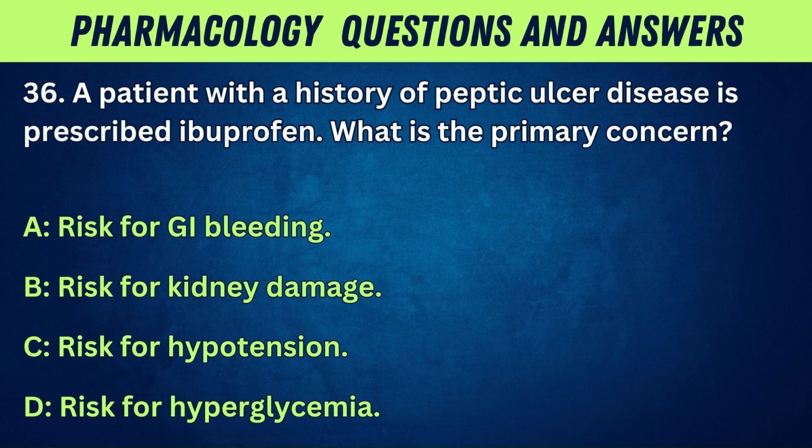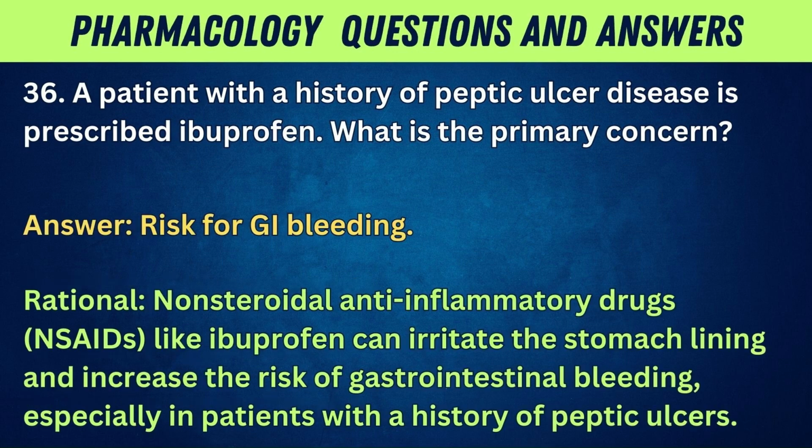36. A patient with a history of peptic ulcer disease is prescribed ibuprofen. What is the primary concern? A. Risk for GI bleeding. B. Risk for kidney damage. C. Risk for hypotension. D. Risk for hyperglycemia. Answer: Risk for GI bleeding. Rationale: Nonsteroidal anti-inflammatory drugs, NSAIDs, like ibuprofen can irritate the stomach lining and increase the risk of gastrointestinal bleeding, especially in patients with a history of peptic ulcers.